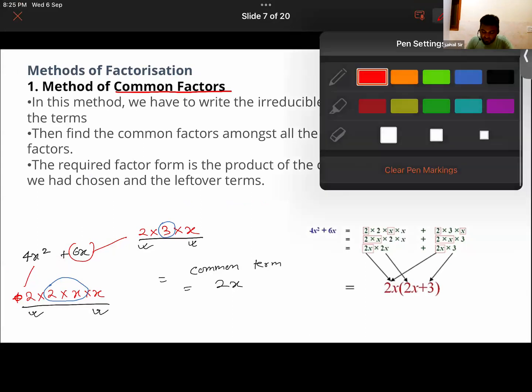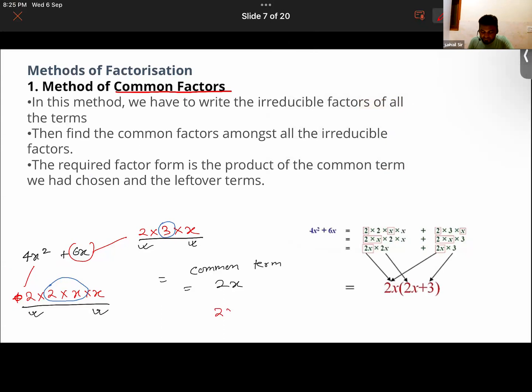So what you guys will do now? You will write the common term, and multiply it with the remaining terms. The remaining terms will be added. Why? Because the terms are in addition here. So it will be 2x plus 3.